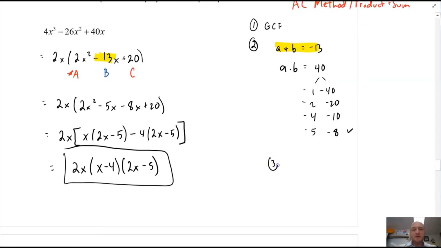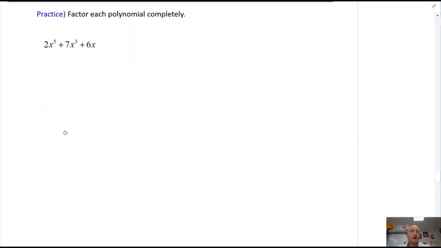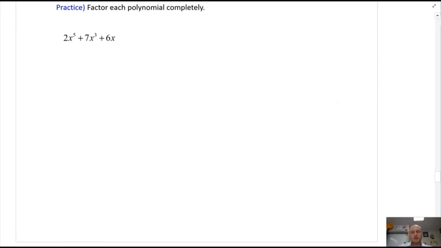Again, step 3, I guess I shouldn't rush past this. Do we have any difference of 2 squares? And the answer is no, none. So we are done. Okay, that is it for those examples. I do have some practice problems. Please go ahead, pause the video, and I want you to try this one.